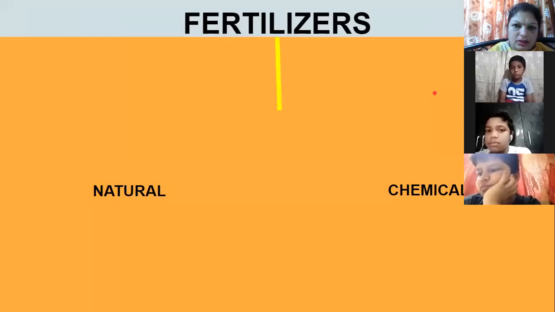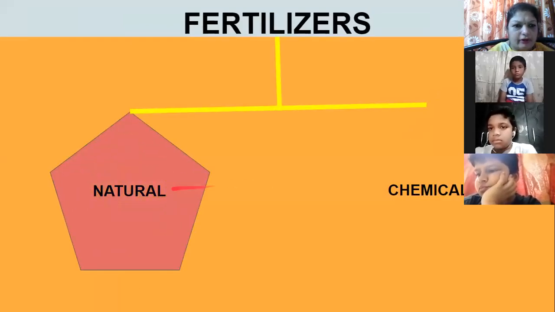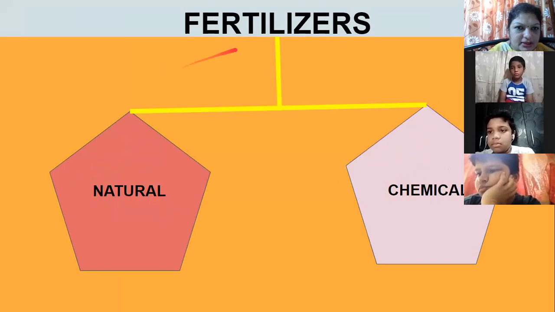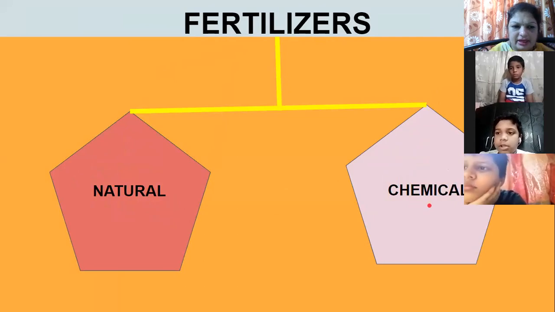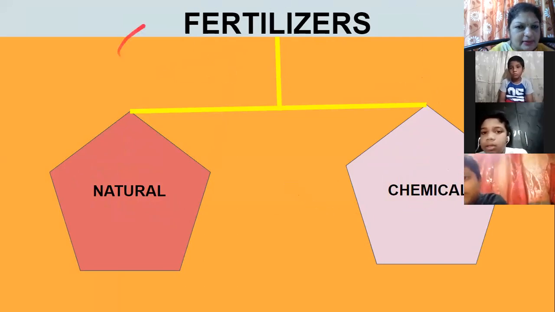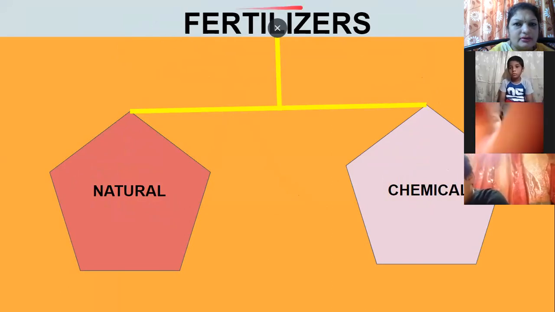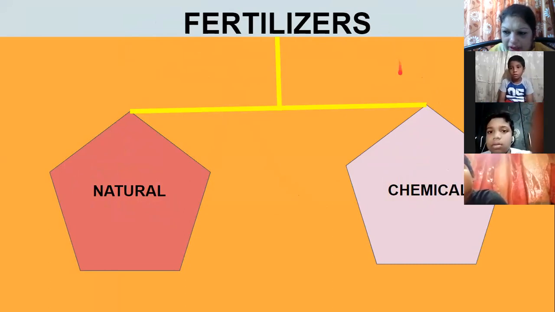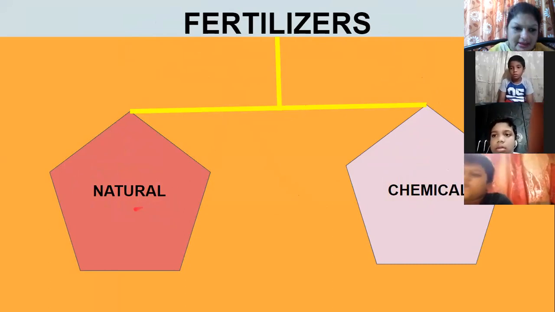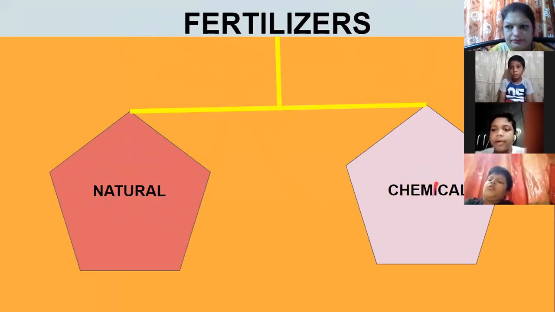Now, these fertilizers are of two types. Which are the two types of fertilizers? Natural fertilizers and chemical fertilizers. Again, I'll repeat, what happens with the help of fertilizers? It gives nutrition back to the soil. Which are the two types of fertilizers? Natural fertilizers and chemical fertilizers.